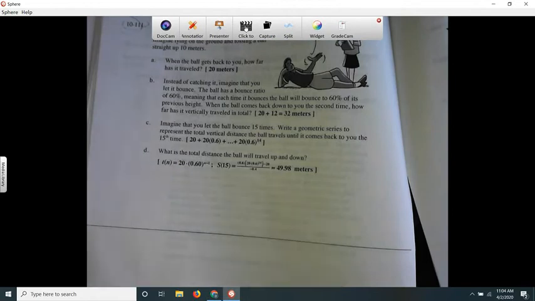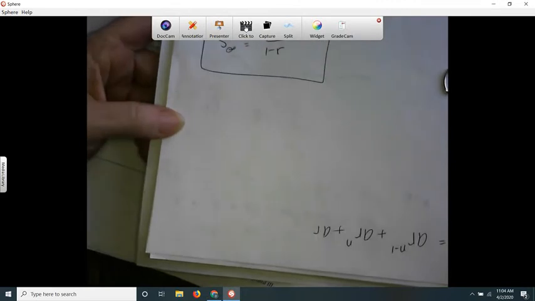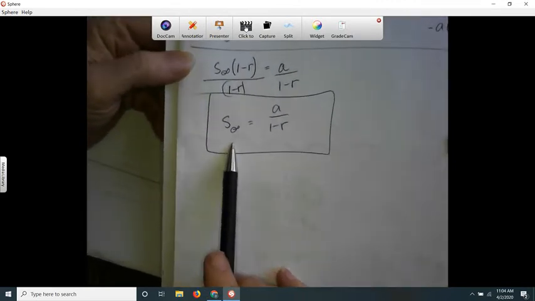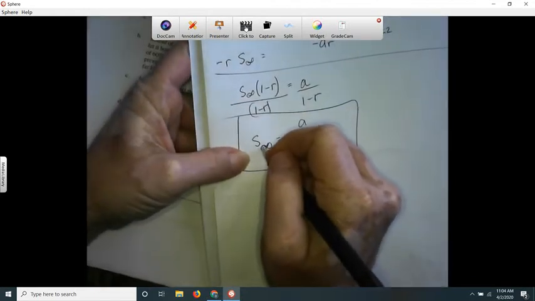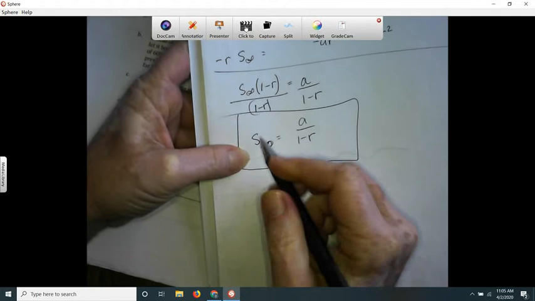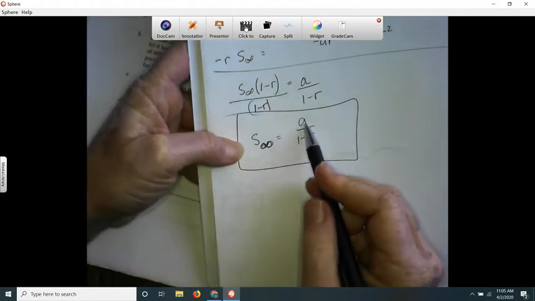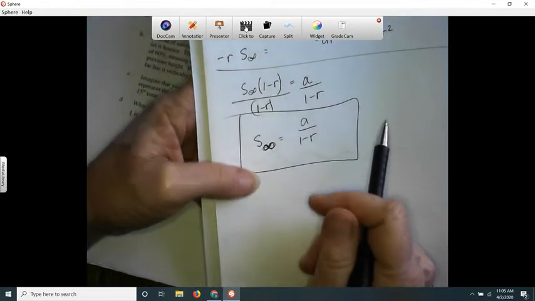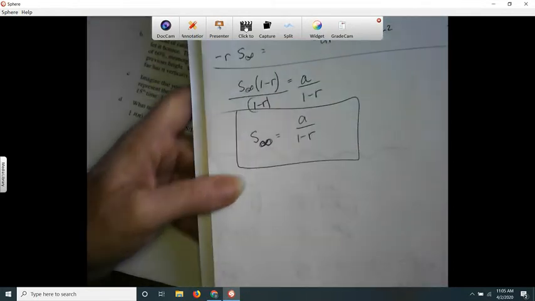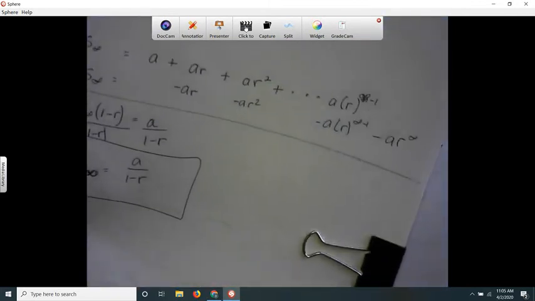Now I'm going to give you, I guess I'll start out with what I'm trying to give you, and then I'll go back and explain where I got it. That's an infinity symbol. This is the sum of an infinite number of terms, which would be A over 1 minus r. So if I don't stop the ball, and it just doesn't stop bouncing, it would bounce a shorter and shorter distance each time.